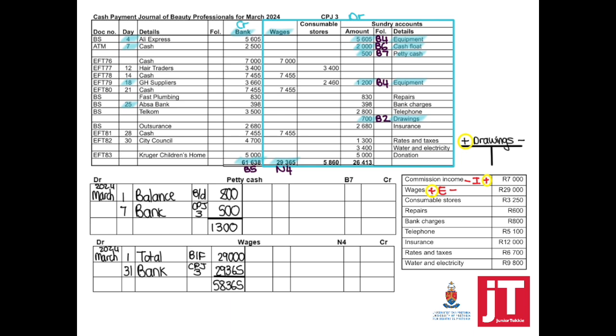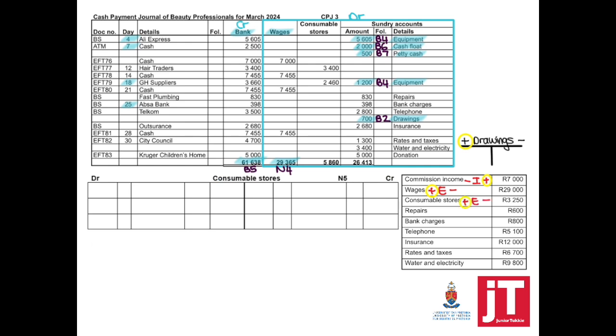Then we've got the last step, to close off the account. There's nothing on the credit side, so we just draw a line and we add all of that together. This will be our new total going into the next month.